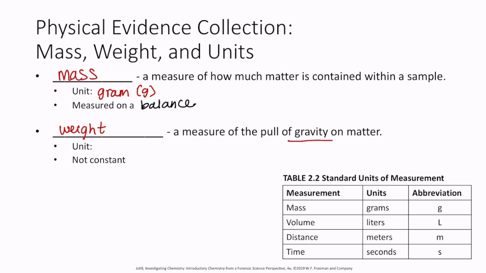Is my mass going to change? Nope. The amount of matter I have is still going to be the same. However, the pull gravity has is going to be different. Now, weight in the United States, we use pounds with the symbol LB. Now, weight is not constant. It is going to depend on the strength of gravity where it is being measured.